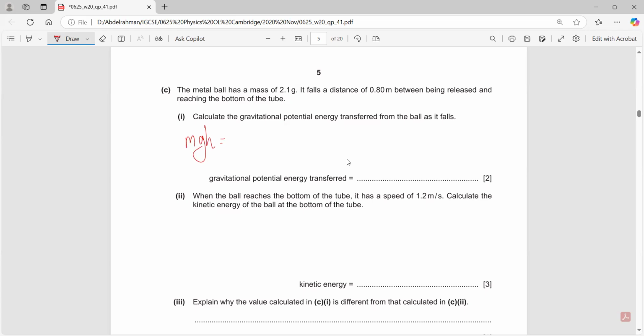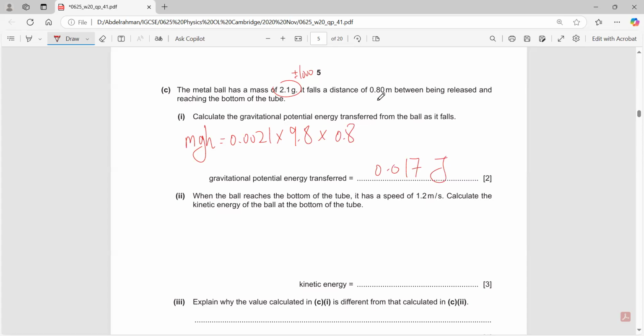mgh. The mass is 2.1 grams, so you need to convert it to kilograms by dividing by 1000. So the mass is 0.0021 times g, which is 9.8. I know in the marking scheme it is 10, times 0.8 meters. We don't need to convert the height. The final answer would be around 0.017 joules. This is the gravitational potential energy transferred as it falls down.